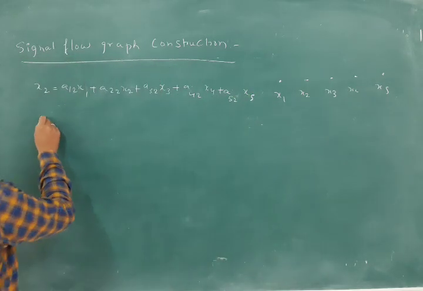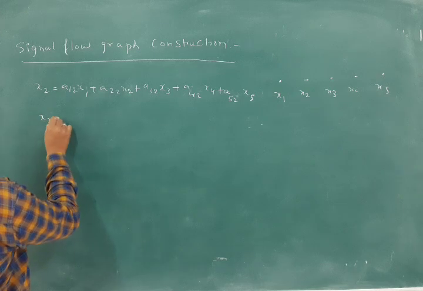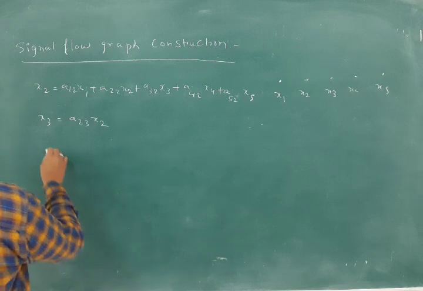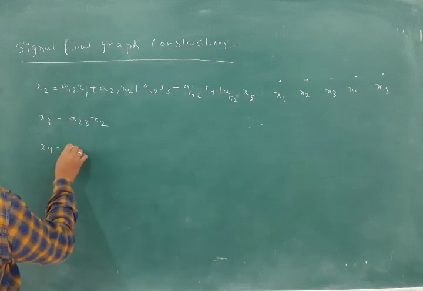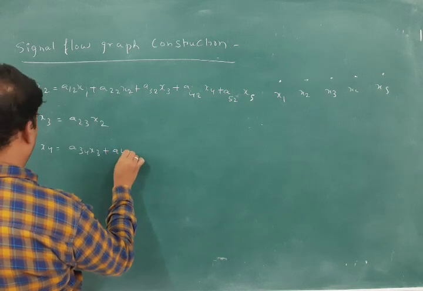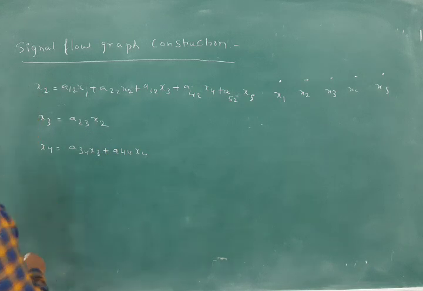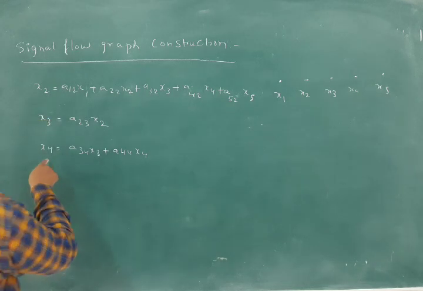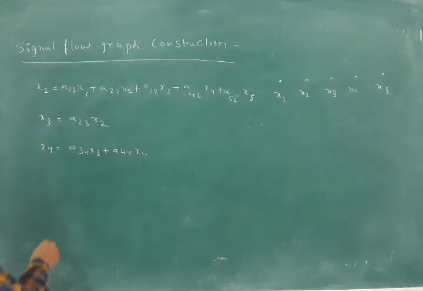Now one more equation we will write here. X3 is equals to A23 X2. This is one equation. And one more equation we will write here: X4 is equals to A34 X3 plus A44 X4. If you want to write one more equation, these are X2, X3, X4, and we will write X5 also here.